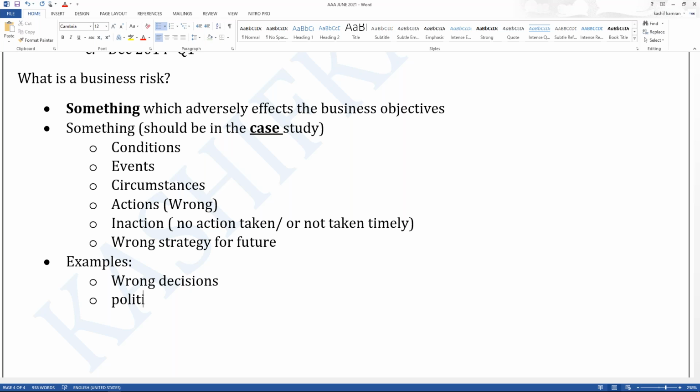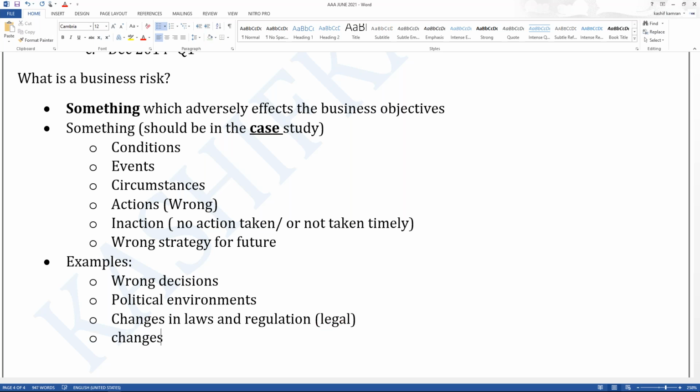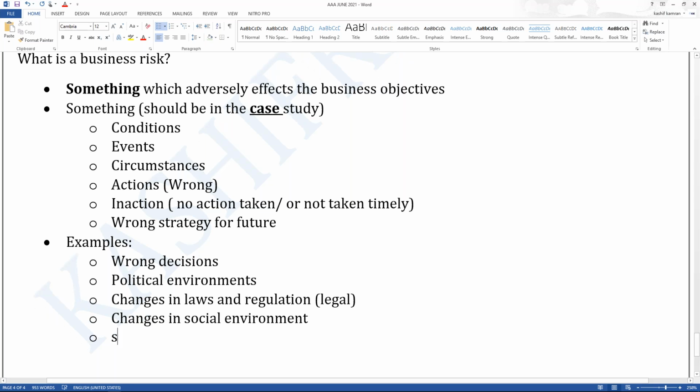Do you believe the political environment affects the business objectives? Do you believe changes in laws and regulations, the legal environment, affect the business objectives? Do you believe changes in the social environment, the customers, affect them too? Right? Strikes by the trade union, can that affect your business objectives? Can that affect your production? Right? As simple as that. Exactly. PESTLE affects the business objectives.